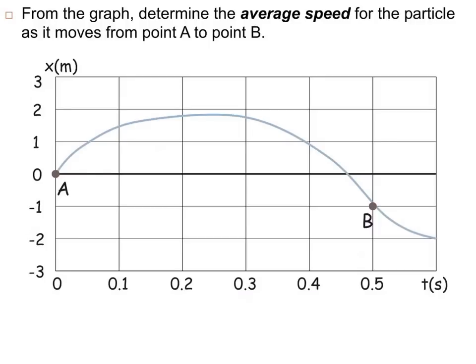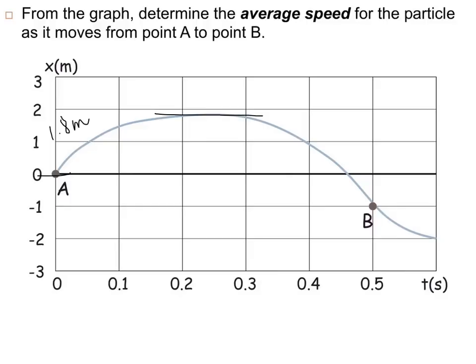Now, this example is asking you to determine the average speed as it goes from A to B. For average speed, we are looking at a slightly different equation. We are concerned with the total distance traveled instead of the displacement. So here, we need to do something slightly different. First off, we need to solve for the total distance traveled. So, from here to about here, we traveled about 1.8 meters.